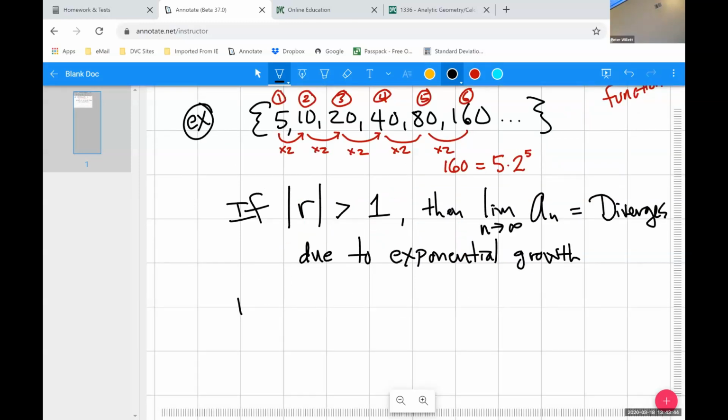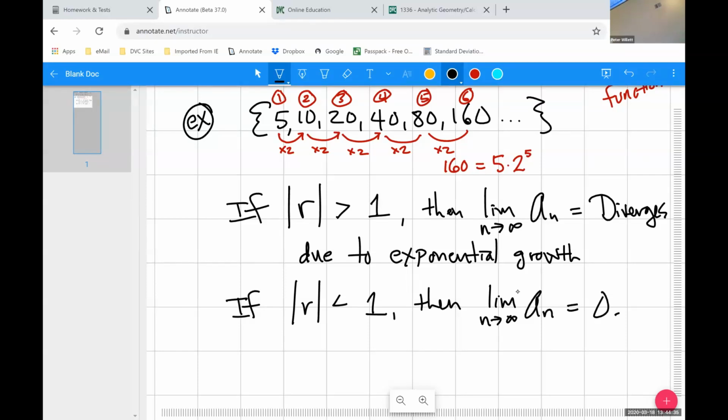And along those same lines, if the absolute value of R is less than or equal to 1, actually, hang on one sec. I'm going to have to break this into 2 cases. Let's say that it's strictly less than 1. If the absolute value of R is less than 1, then the limit as n tends to infinity of A sub n is equal to 0. And again, this is due to exponential decay.